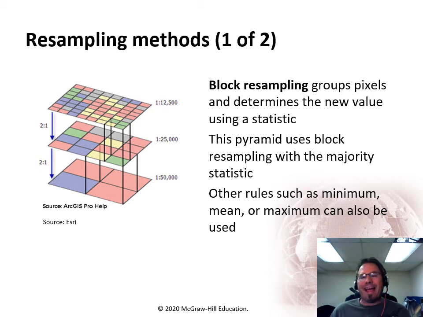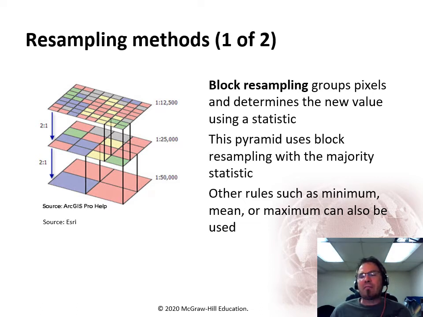So you don't have to actually do any math with this. You just have to know which type of statistic you're looking for. There's minimum, there's mean, maximum, and majority. And you can look up online in ArcGIS help to figure out which one does what and what's the best way of doing this.